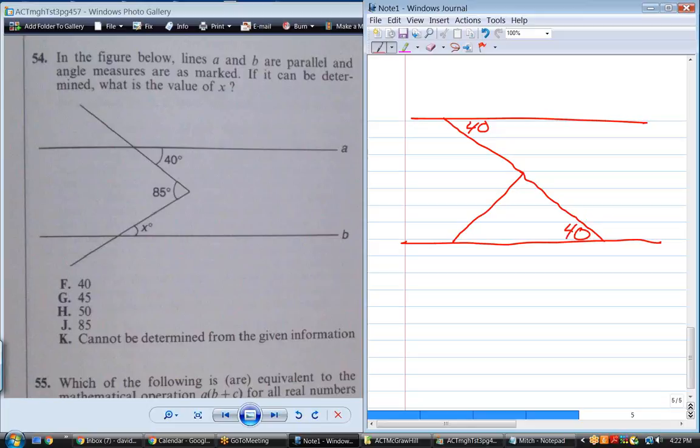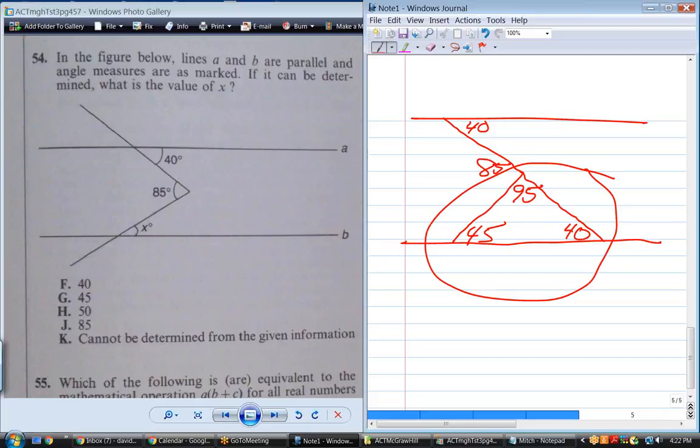And they're telling me that's 85. So this has to be 95 because they're a linear pair. And the sum of the triangles has to be 180, so that's got to be 45. In other words, that's the other way to do it, is to extend one of these lines so that it makes a complete transversal, and then you can use your parallel lines and transversals to figure out all these angles.